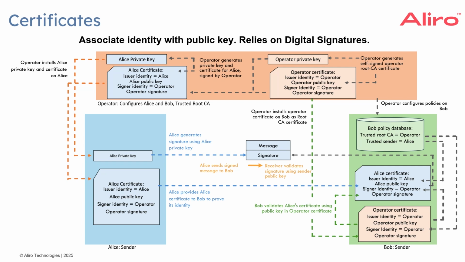Alice's certificate is signed by some certificate authority. Now, in the case of IPsec, the certificate authority is very often the operator, which is shown in red at the top, acting as a private certificate authority. The operator's certificate is installed on Bob as the root of trust, and this is what allows Bob to verify the validity of the certificate which he received from Alice.